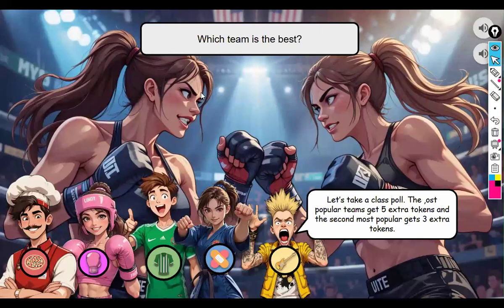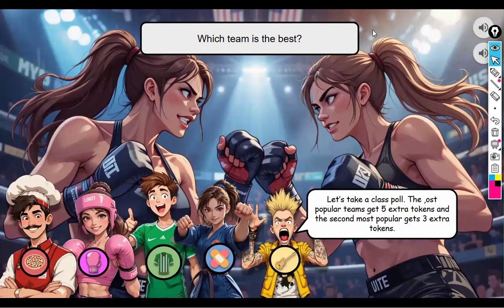All right, so we have a little poll: which team is the best? Which team do you all think is the most popular team here today? Now, I know everyone here chose a team at the beginning of class. So we're going to do our class votes, right? This is supposed to be an MMA match here, which is supposed to represent team blue there. But let's go. Let's take a poll, guys. Team color. All right, vote for your team. Let's see which team is the most popular. The most popular team gets 5 extra tokens, and the second most popular gets 3 extra tokens.